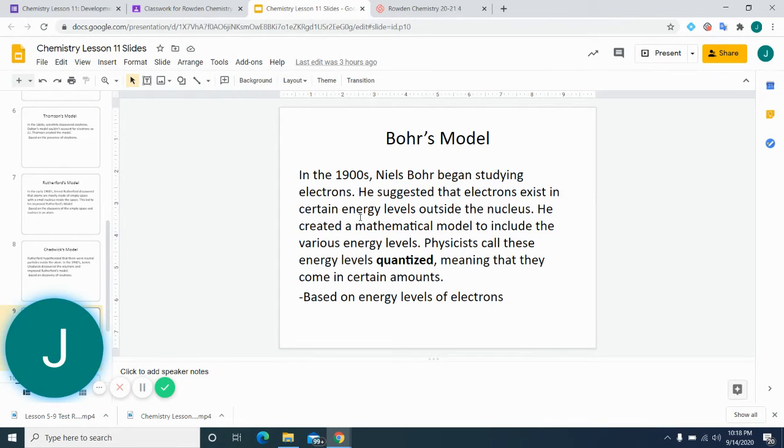So the Bohr's models almost look like rings that keep on going further and further out. And the idea is that the electrons can be predictably placed in those different rings. So Bohr's model is based on the energy levels of electrons. What physicists did with these energy levels is they quantized them. And when something is quantized, it means that you assign numbers to it.